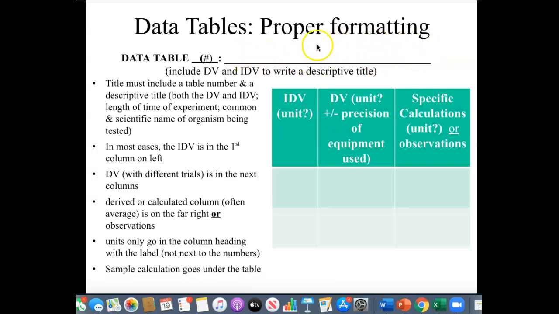This title needs to include, at minimum, the dependent variable and the independent variable, but it also should include anything else that's needed in the title. If you use an organism, if you use special equipment to collect the data, like anything you would need to know as a reader to understand what your data table was about, that needs to be in the title. So I would rather you guys give me long descriptive titles in the beginning.